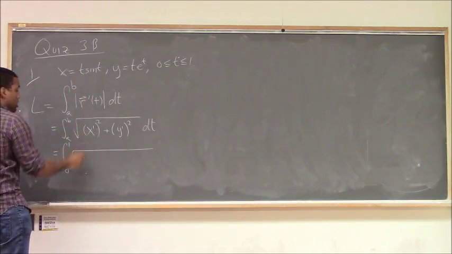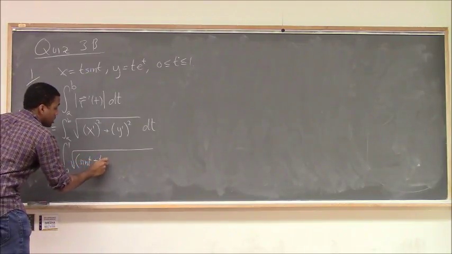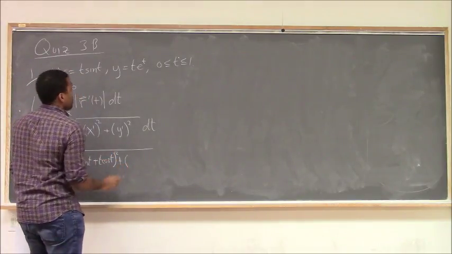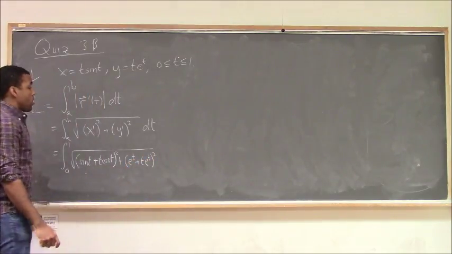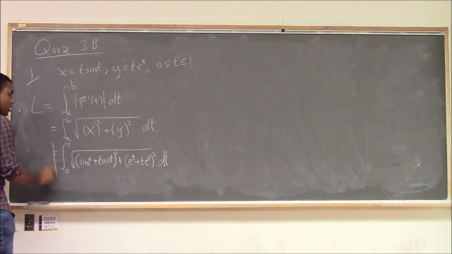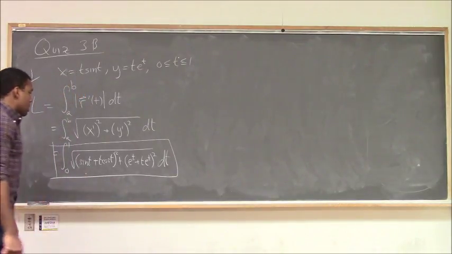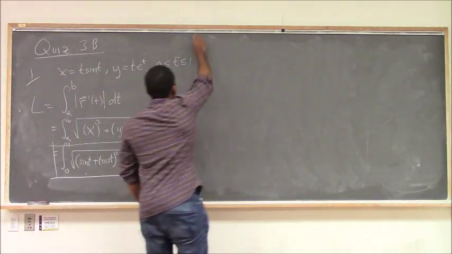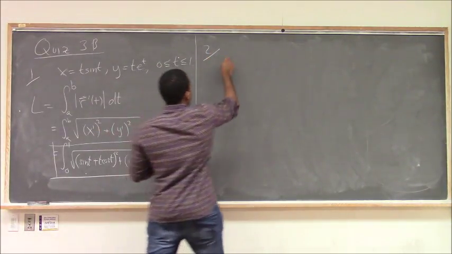You're going to differentiate this. So that's going to be the square root of (sine t plus t cosine t) squared plus (e to the t plus t e to the t) squared, dt. Do you need to simplify it or just leave this one? Well, not much will actually simplify this. It's okay to leave it, because it looks kind of ridiculous.